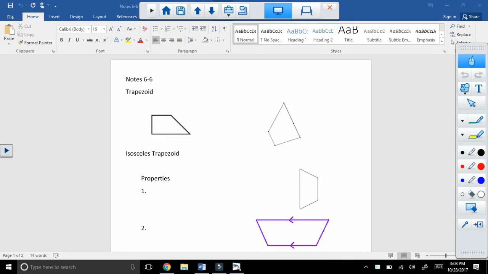Here we go, last section of chapter 6. Today's lesson is over the trapezoid and the kite.